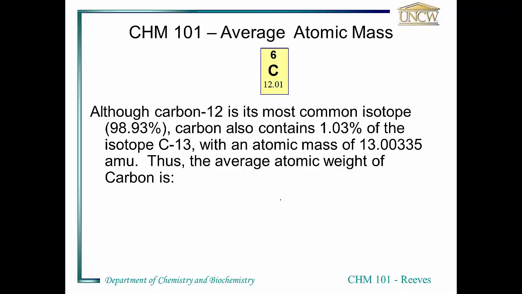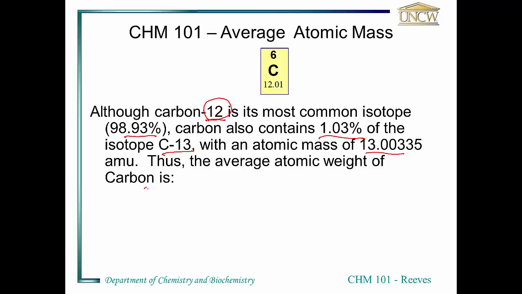Well, it turns out that almost 99% of carbon is in fact carbon-12. But about 1% is carbon-13. And that isotope then has 6 protons and 7 neutrons. And its mass is slightly over 13 atomic mass units. So the average atomic weight for carbon must be the percent abundance for each isotope times the mass, added up.